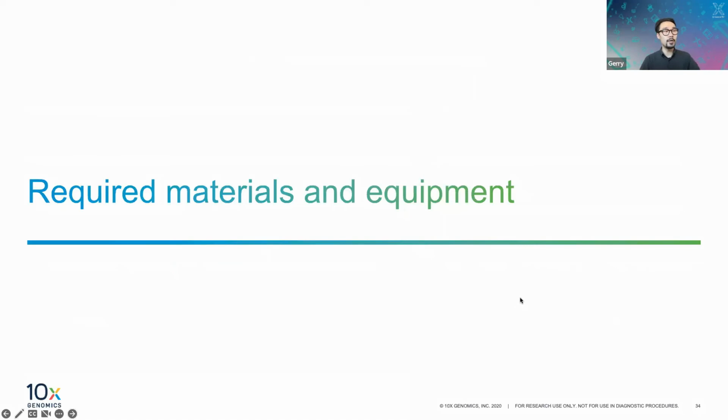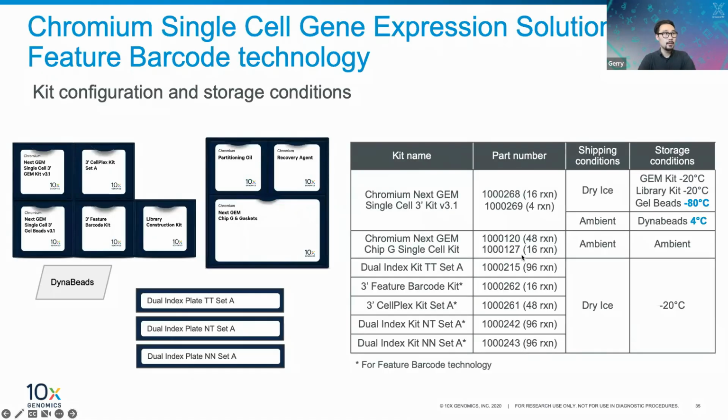Okay, now moving on to the required materials and equipment. So this is what the kits look like. So the single cell gene expression solution with feature barcode technology. So this is what you will get in your kit. You'll get the Next GEM Single Cell 3' GEM kit. If you're doing CellPlex, you'll get a CellPlex kit. You will get your gel beads. And if you're doing feature barcoding, you'll get a feature barcoding kit, as well as your library construction kit, which applies to all of these.